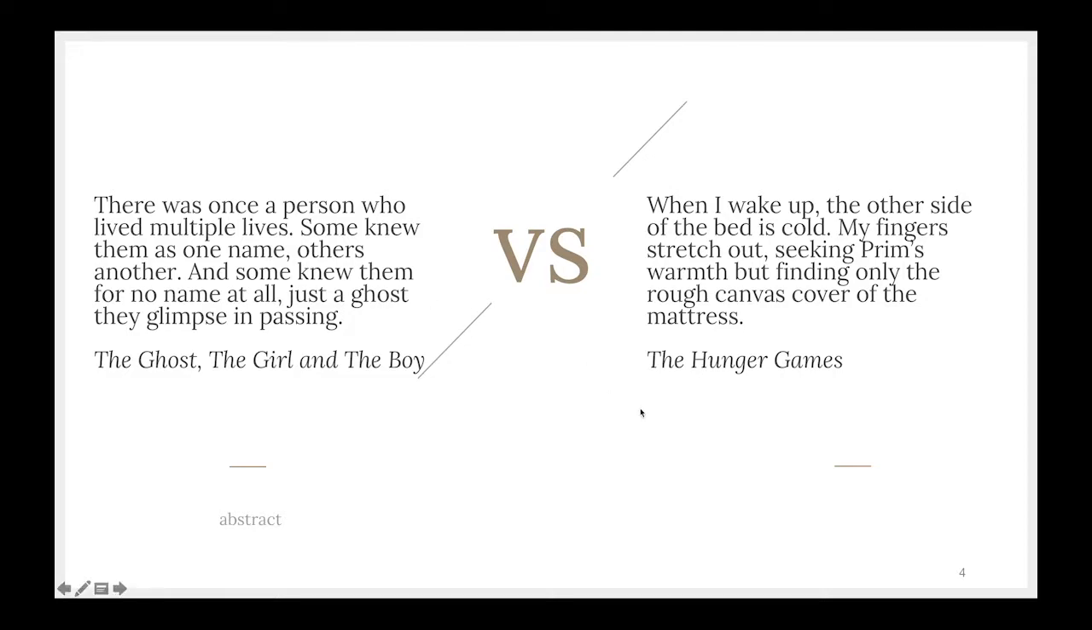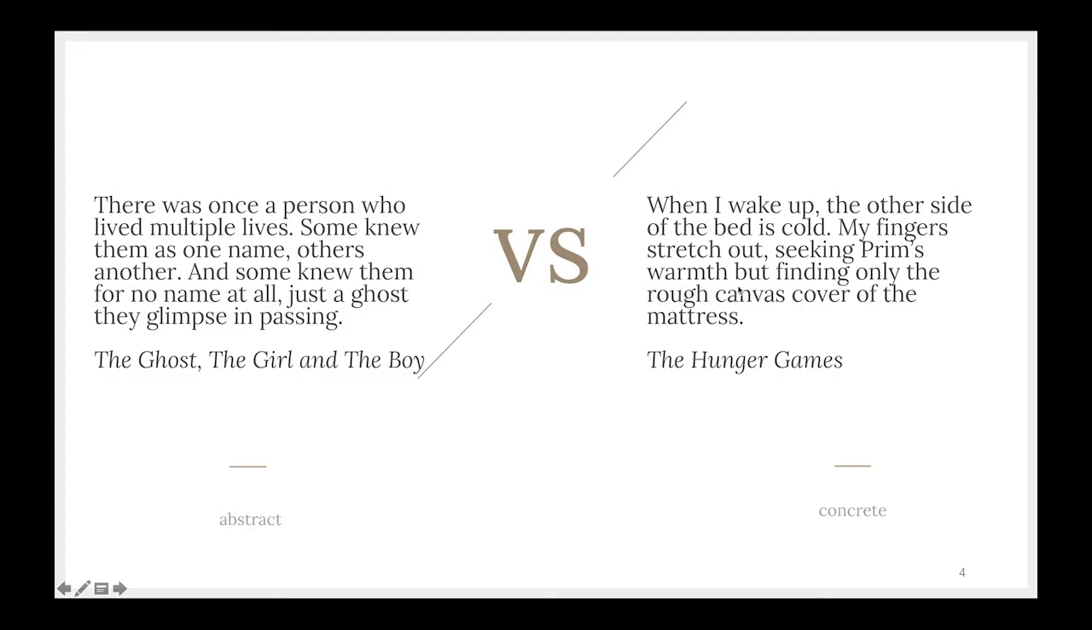Now let's look at the one on the right, the Hunger Games. When I wake up, the other side of the bed is cold. My fingers stretch out, seeking Prim's warmth, but finding only the rough canvas cover on the mattress. So here we've got bed, it's concrete, fingers, that's concrete as well. Canvas, cover, and mattress. So we've got quite a few concrete nouns there to help us understand what's going on.